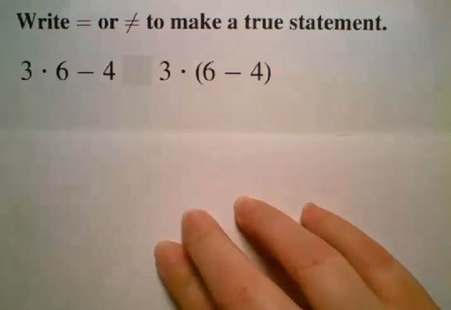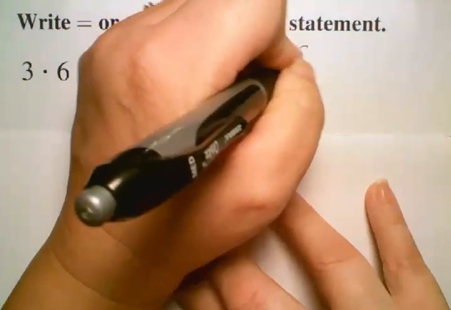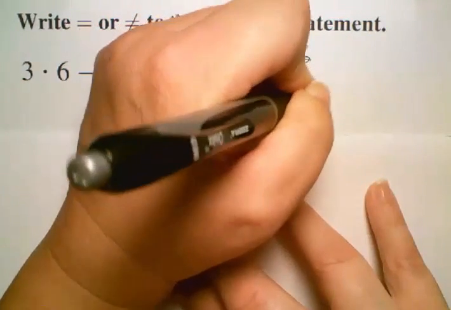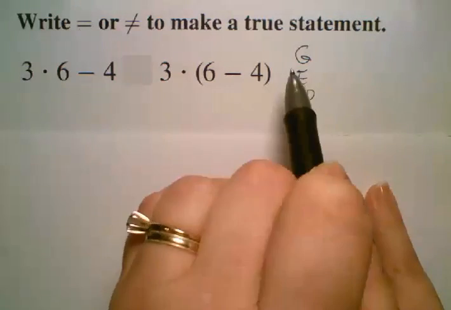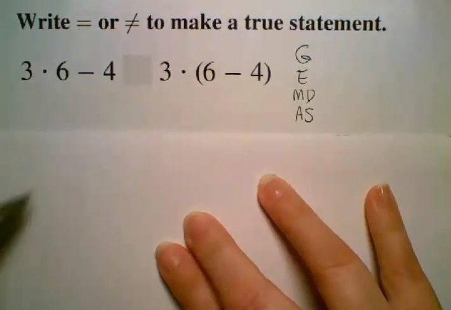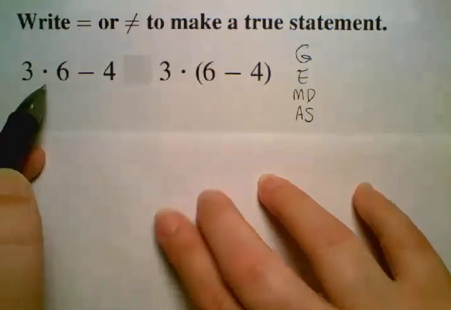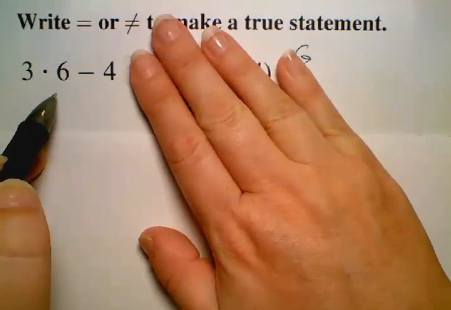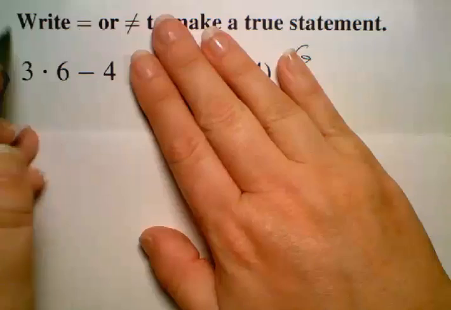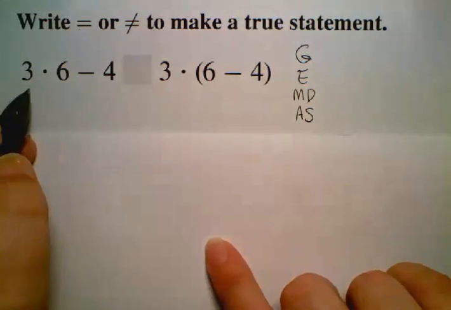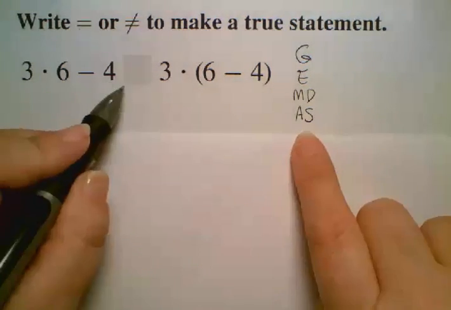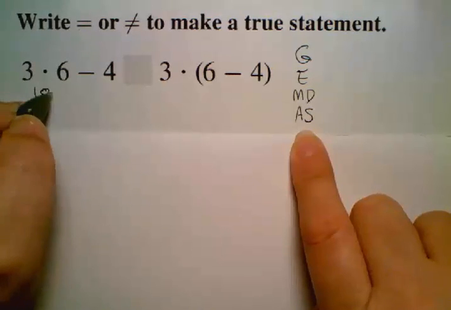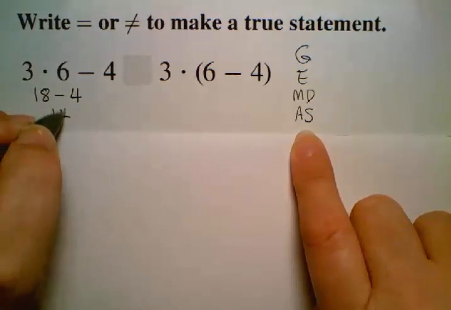So using the order of operations, we've got, please excuse my dear Aunt Sally. Remember, we're going to use G for grouping symbols. We have no grouping symbols here. Do one at a time. Don't try to be a math hero and do both at the same time. So we're going to look at this side first. We've got multiplication before subtraction, so we've got to do 18 minus 4, which gives us 14.